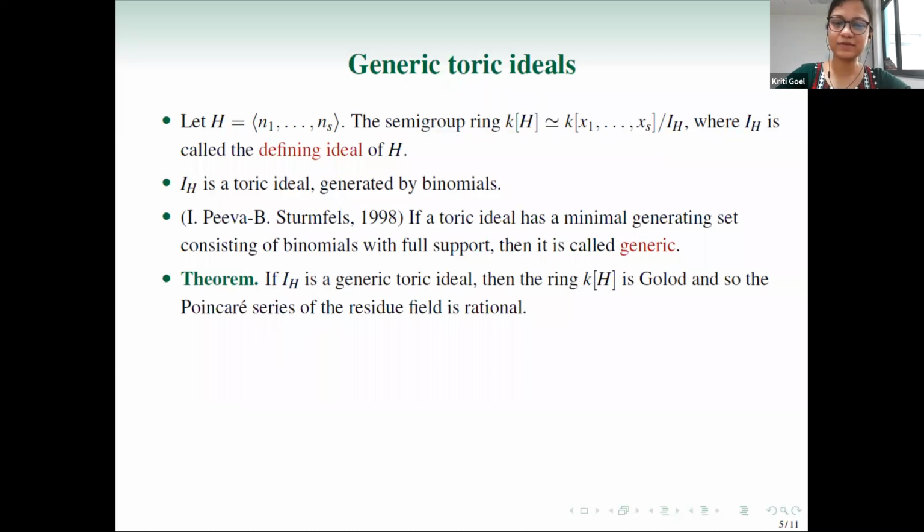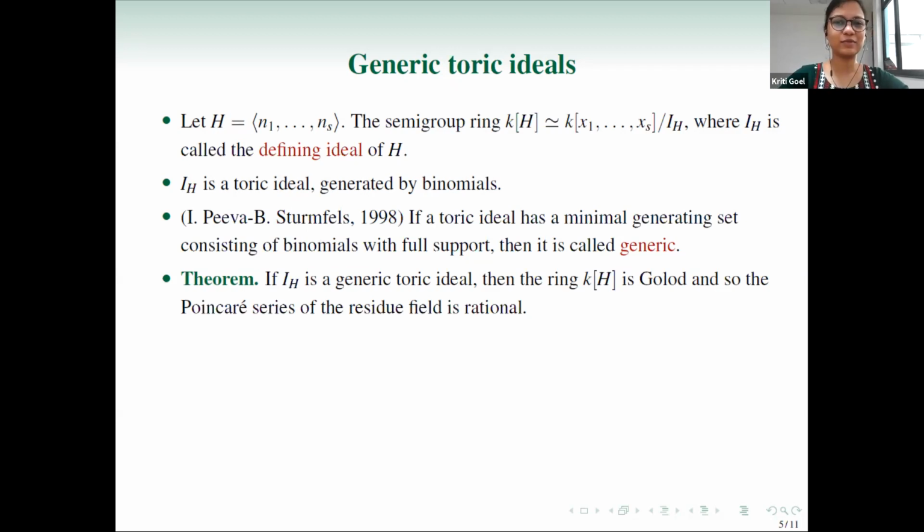They proved in the same paper that if we have a generic toric ideal, I_H, then when we look at the corresponding semigroup ring, it is Golod. And as a consequence, they were able to prove that the Poincare series of the residue field is rational. So this is a good enough reason to study more and more about generic toric ideals.